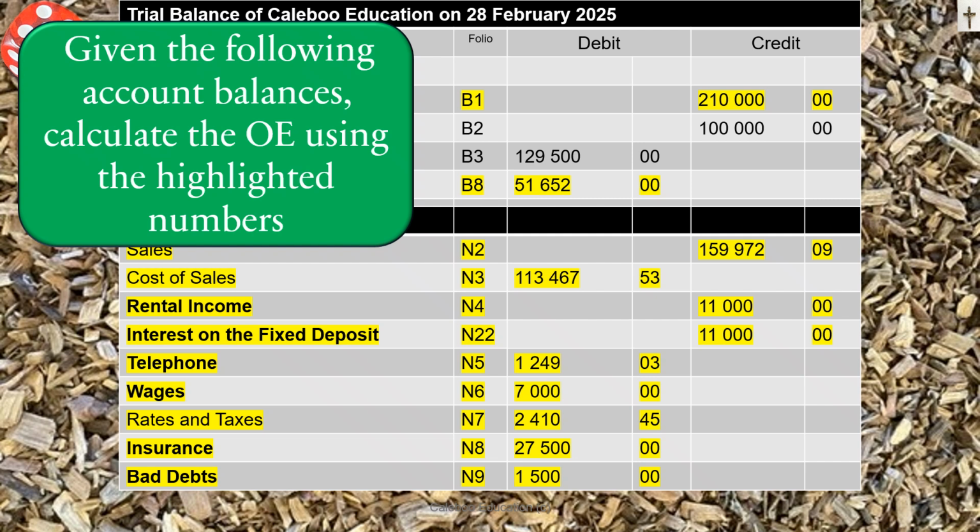Hello everyone, this video covers calculations given certain amounts, where you need to solve for the unknown. So if we look at this example here, it says given the following account balances, calculate the owner's equity using the highlighted numbers. We're going to have a look at the balances of these accounts, and we're going to calculate what the owner is worth, the owner's equity.